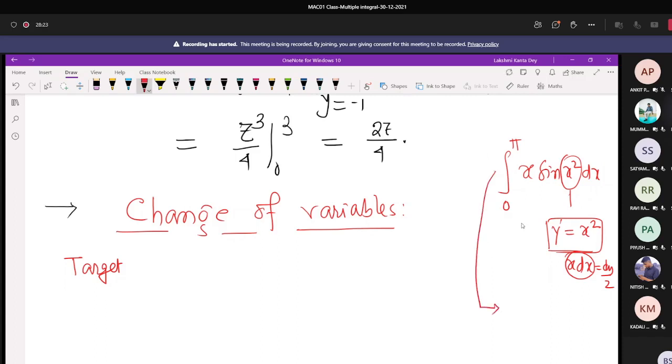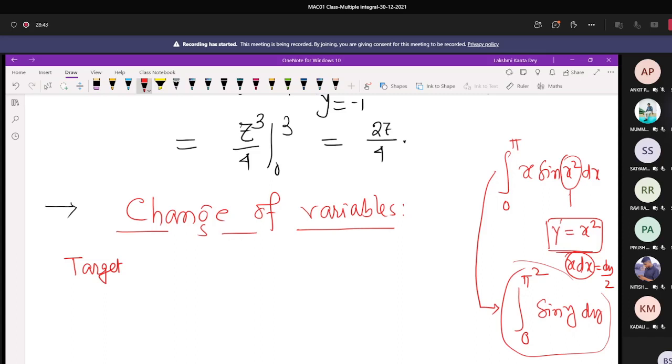Whenever x equals 0, y equals 0. Whenever x equals pi, y equals pi square. And then x dx is equal to dy by 2, so that means the integral of sine y dy, right? So now we are in a very comfortable situation to integrate it. This is the case of single integration.